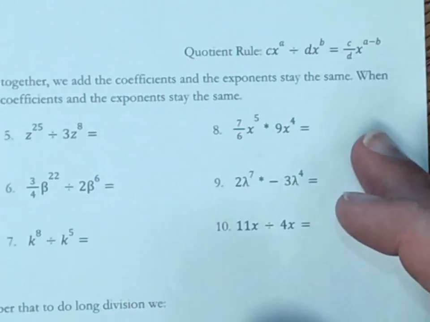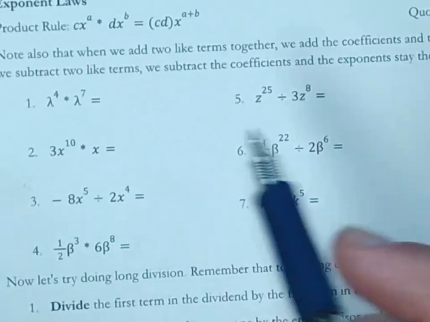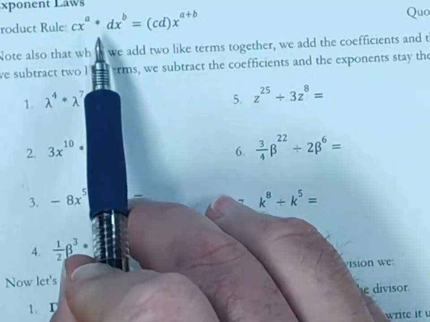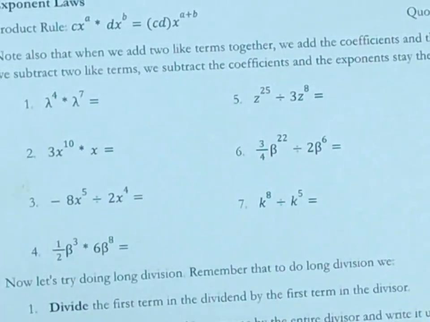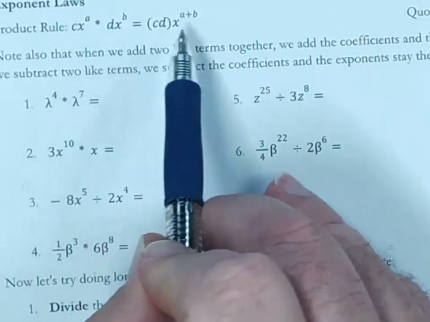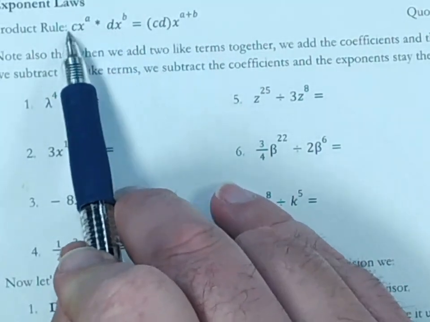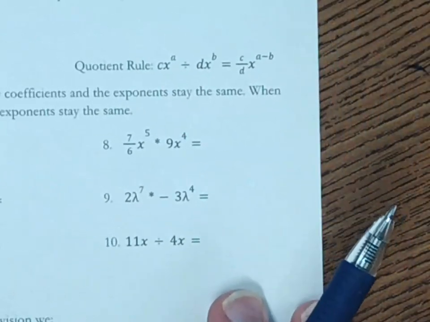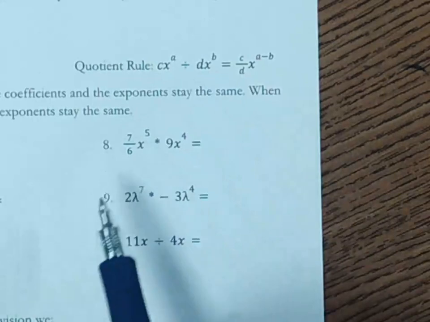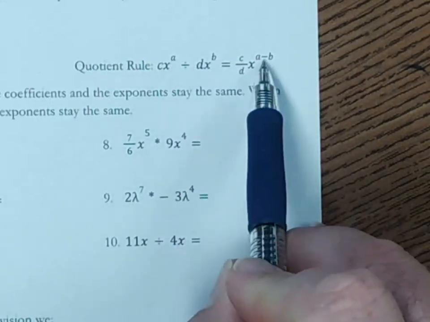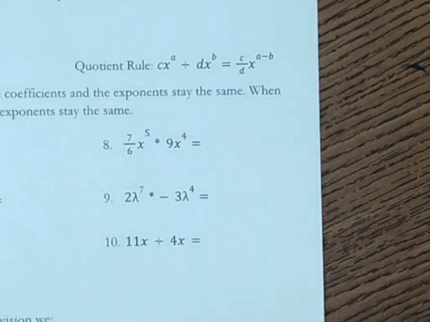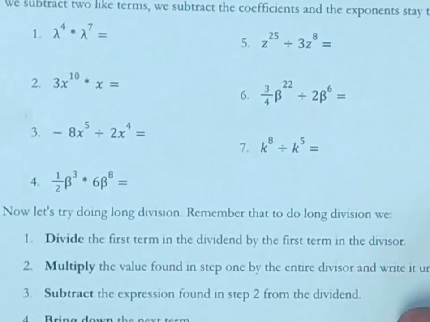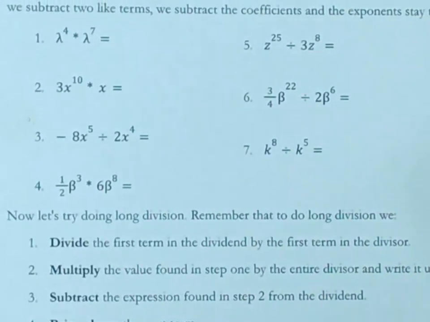What they essentially amount to is this. When you multiply two terms that have the same variable in them, the shortcut is you multiply the coefficients, c and d, and you add the exponents. And similarly, when you're dividing two terms, you subtract the exponents and you divide the coefficients. I've got a few examples here, so we won't do all of them, but we'll do a few.